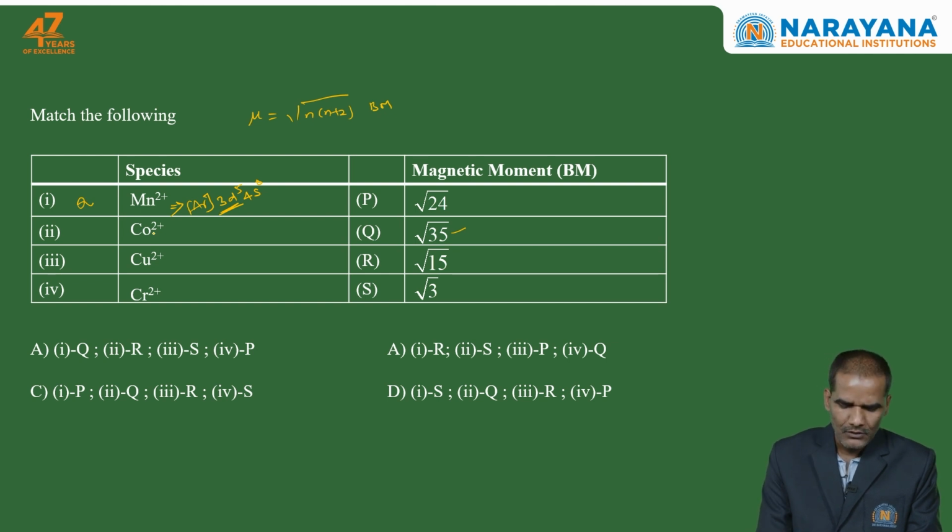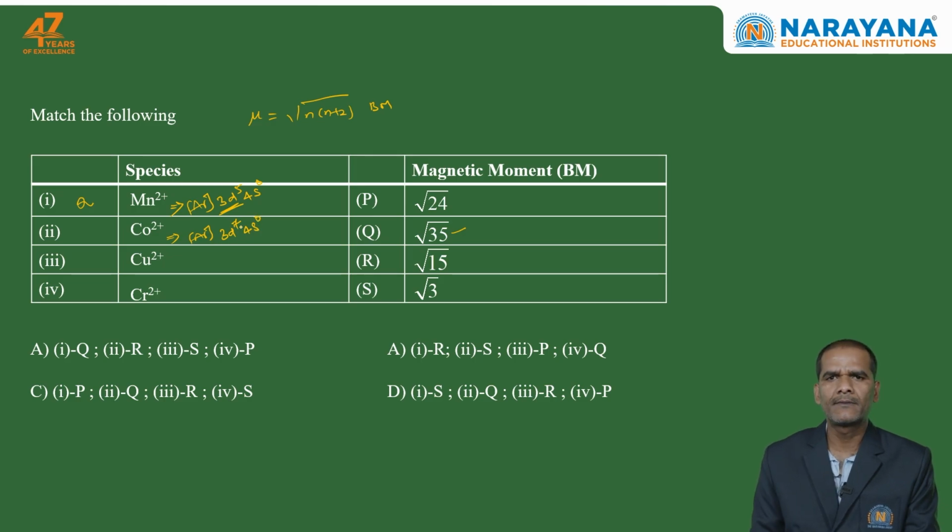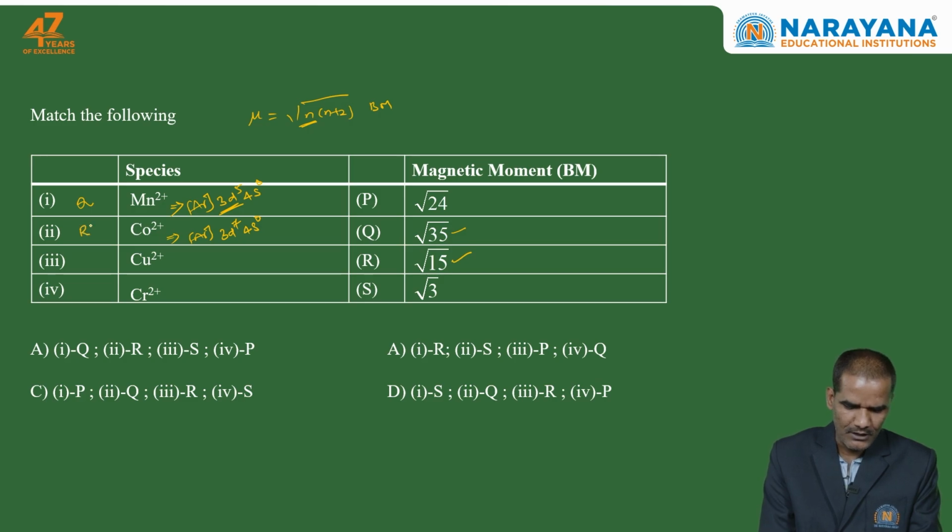Similarly cobalt 2 plus. If you see the ion configuration of cobalt 2 plus, it is argon 3d7 4s0. So 3d7 means it has 3 unpaired electrons. In place of n we can write 3, so 3 into 3 plus 2, which is 3 into 5, that is 15. So 15 is there, so option 2 should be R.